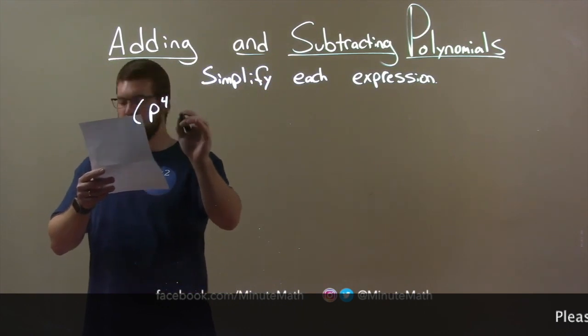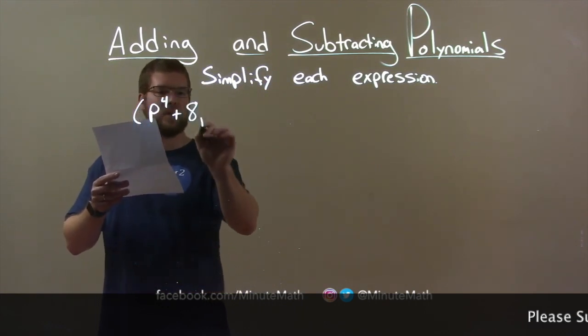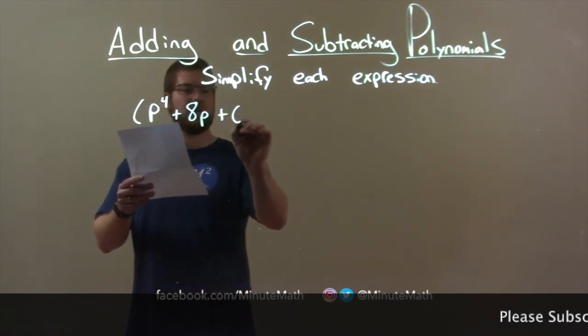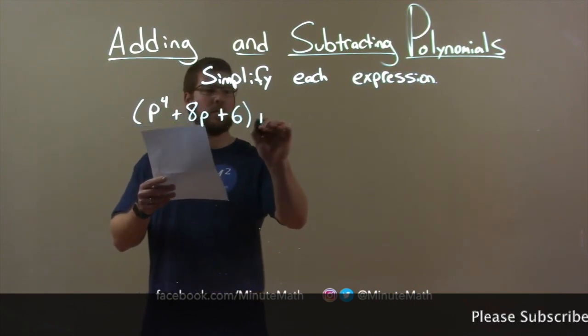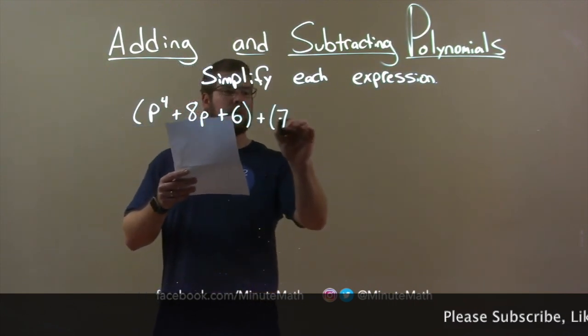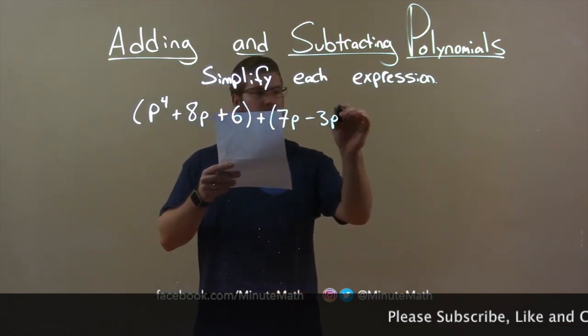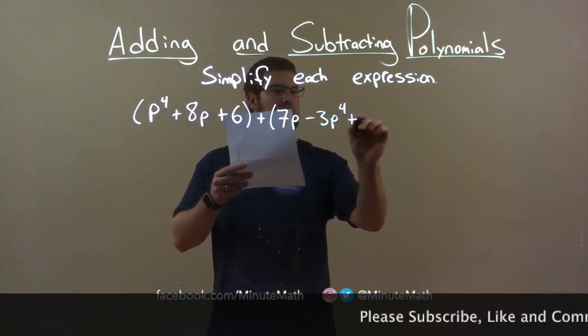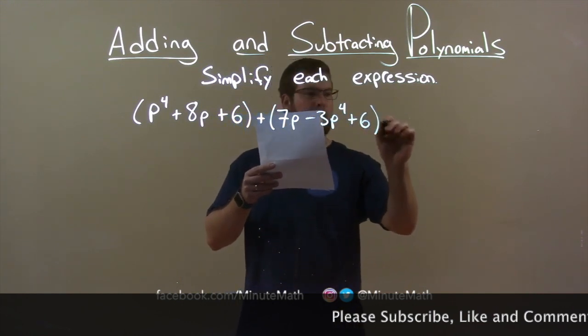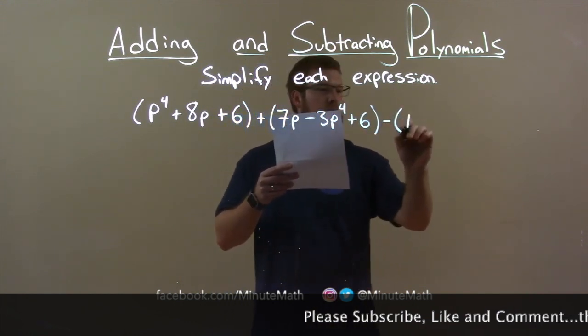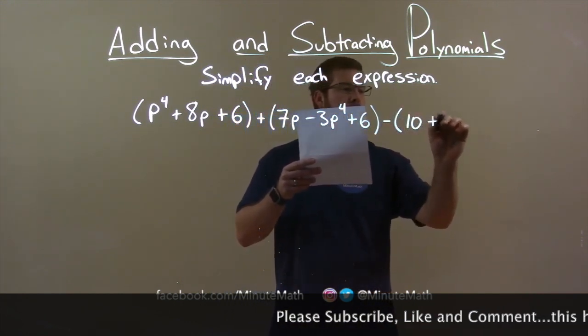P to the 4th plus an 8p plus a 6, plus a 7p minus 3p to the 4th plus a 6, minus a 10 plus a 10p.